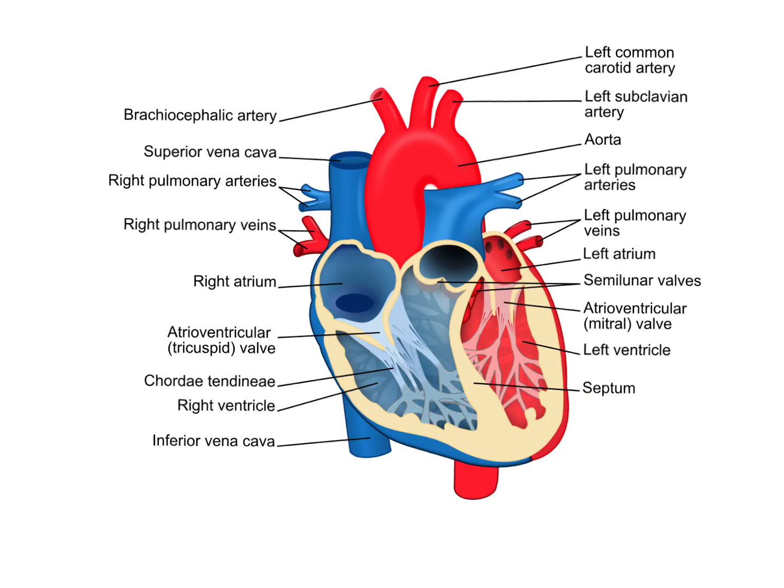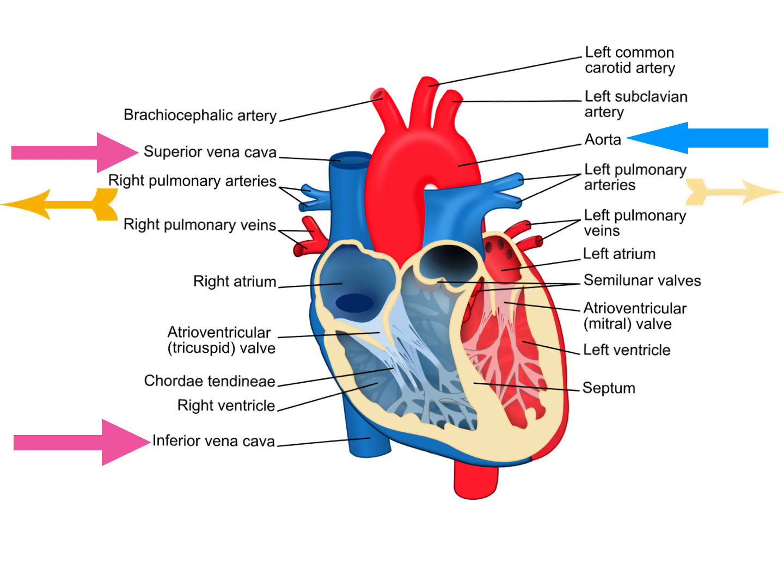Now let us see the network of blood vessels. The superior and inferior vena cava, as marked, bring the deoxygenated blood to the heart, and the aorta supplies the oxygenated blood to the different body parts. Now the pulmonary arteries and veins. The right ones are called the right pulmonary arteries and right pulmonary veins, and the left ones are called the left pulmonary arteries and the left pulmonary veins.